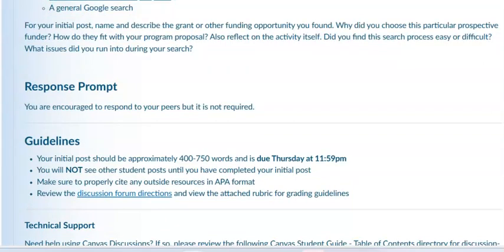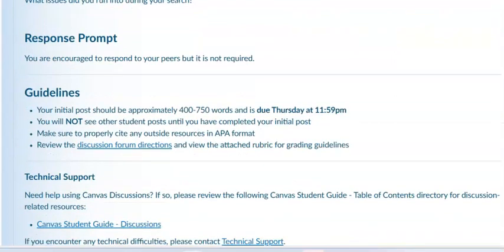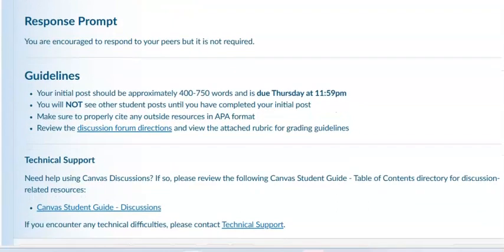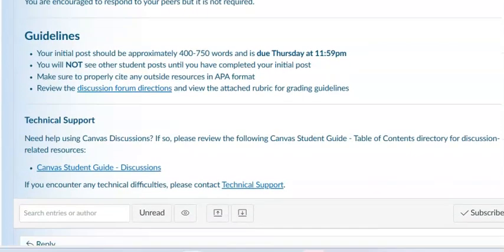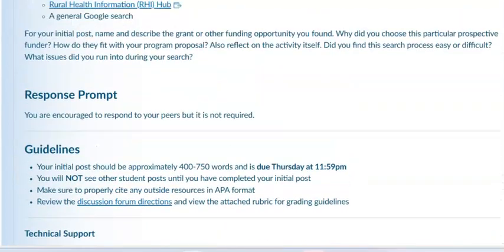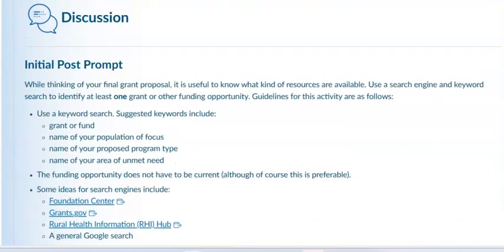Your initial post is always due by Thursday. You will not see other students' posts until you have completed your initial post. Make sure to properly cite any references using APA format and review the discussion forum directives and view the attached rubric for grading. So this is the activity for this week.